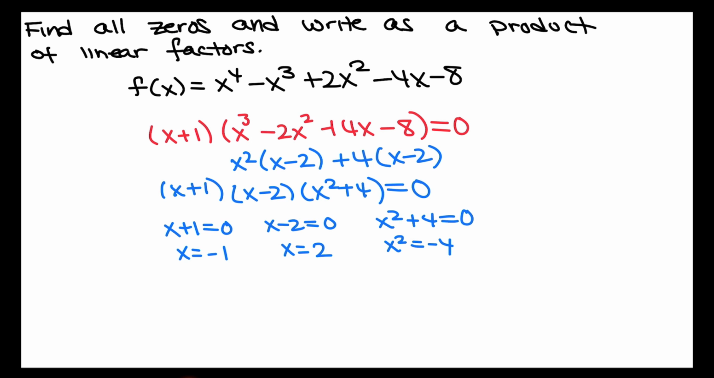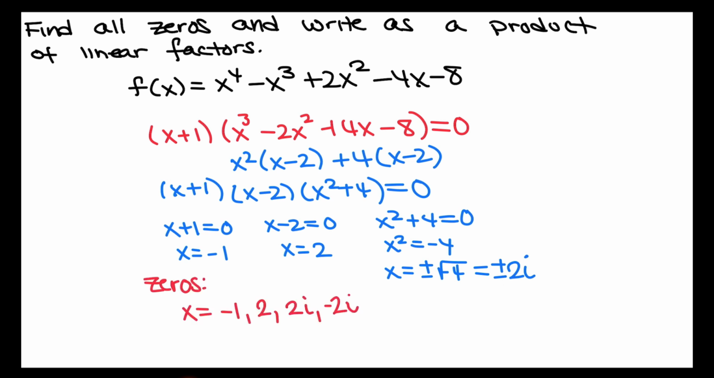If x squared plus 4 equals 0, that means x squared equals negative 4. This is not going to give me a real number, but I could write the solution to this as an imaginary number. I take the square root of both sides, don't forget the plus or minus, and the square root of 4 is 2, so the square root of negative 4 can be written as 2i. So I've got 2 imaginary zeros, plus or minus 2i. So I found all my zeros. They're at negative 1, 2, 2i, and negative 2i.